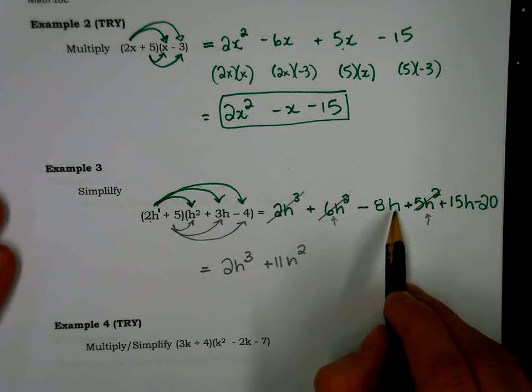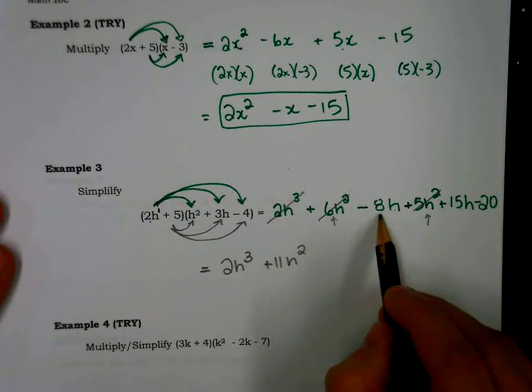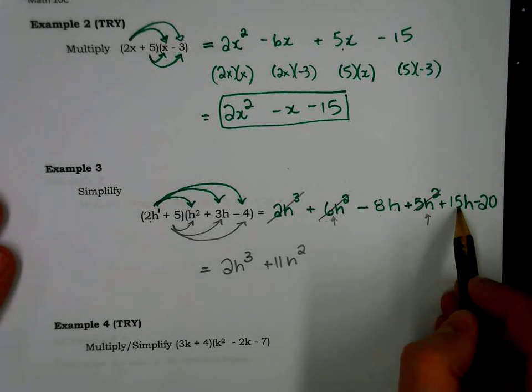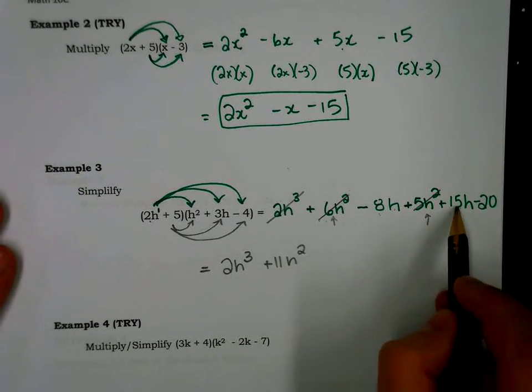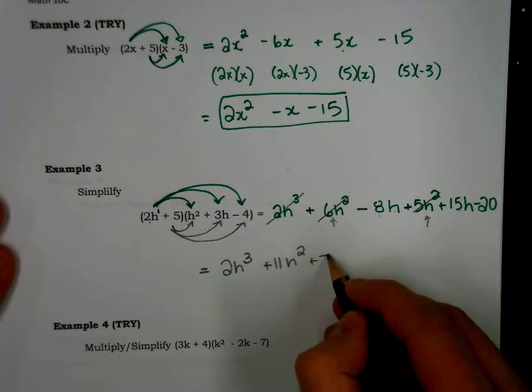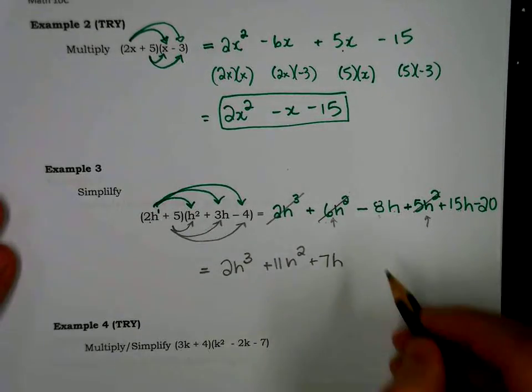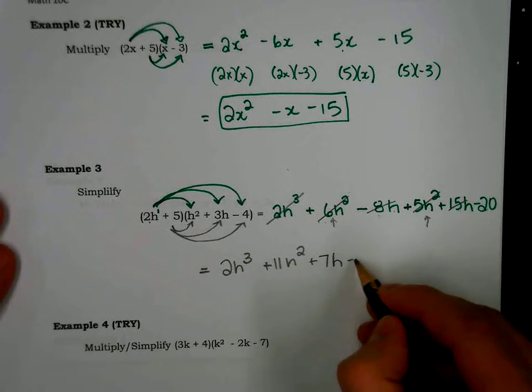And then the h to the ones, the h's. There's a -8 and a +15. It's -8 degrees, and you go up 15 degrees means we are at 7h. Dealt with those, and now we have a subtracting a 20.